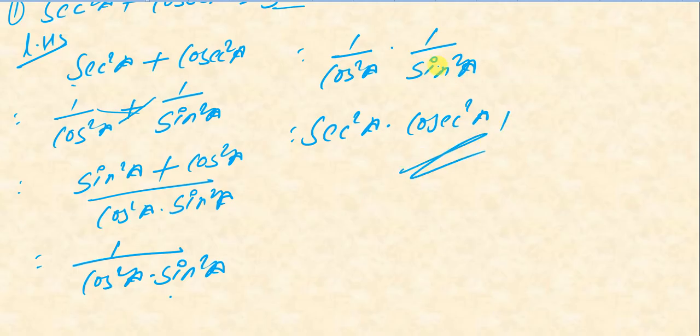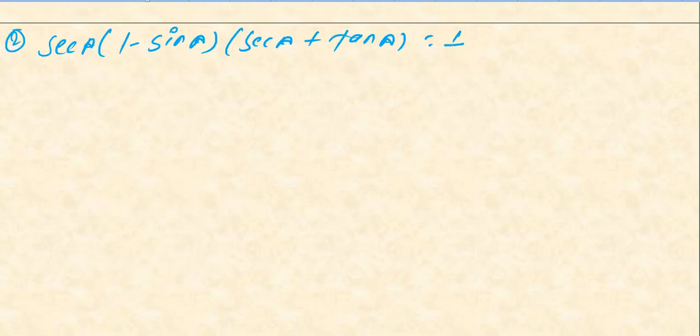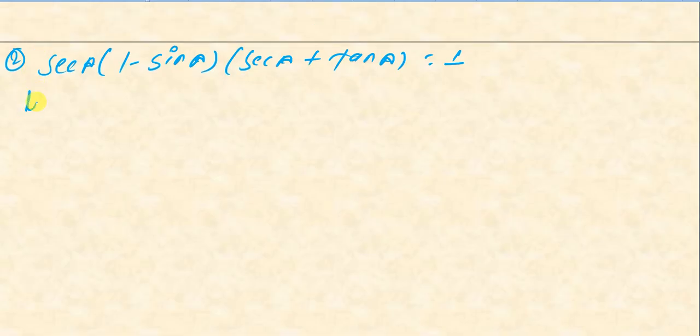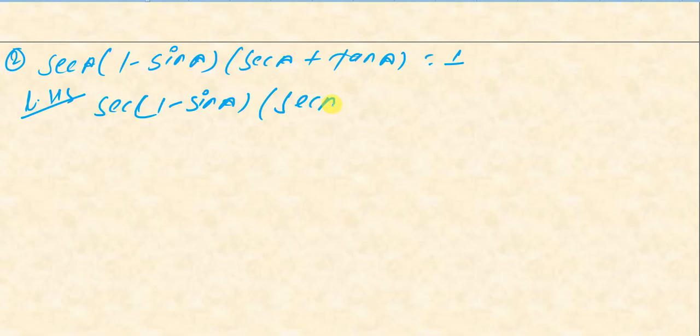First question done. Next, our second question, very important for your exam, every exam. Sec A into 1 minus sin A, into sec A plus tan A is equal to 1. We are going to prove that. Easy method: LHS. Sec A into 1 minus sin A into sec A plus tan A.